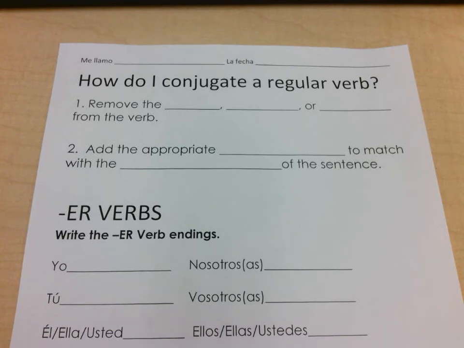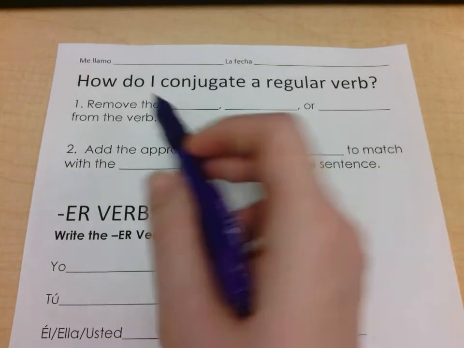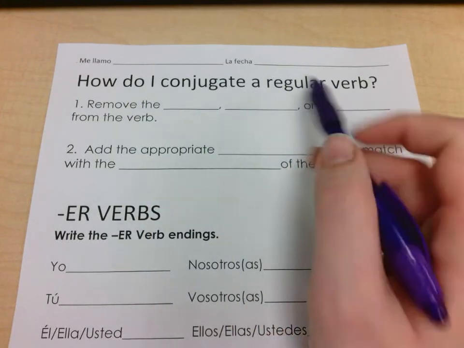Today we are going to talk about how to conjugate ER verbs. So we've already learned how to conjugate AR verbs. Now we're going to learn about the other type, ER verbs. There is one final type called IR verbs, but we will not learn about that until next quarter. So let's review real quick. How do I conjugate a regular verb?